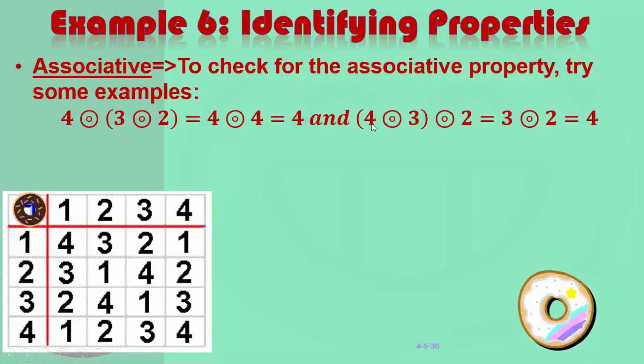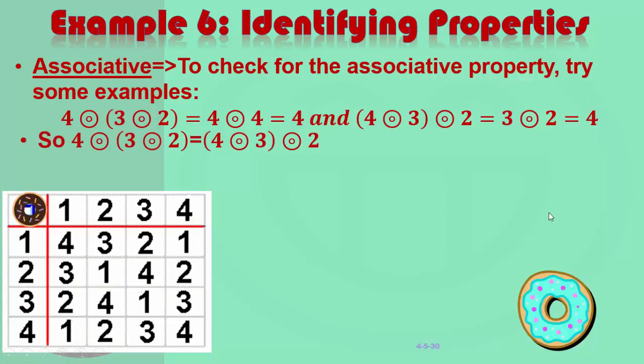Now we're going to do 4 donut 3 donut 2, but this time we're going to put the bracket around the 4 donut 3. So let's do the 4 donut 3 first. So 4, 3 intersects at 3. So then we're left with 3 donut 2. So we go to 3, 2, and that intersects at 4. So we see wherever we put the bracket, it doesn't matter, we will still get 4 as our answer. So 4 donut bracket 3 donut 2 bracket is equal to bracket 4 donut 3 bracket donut 2.